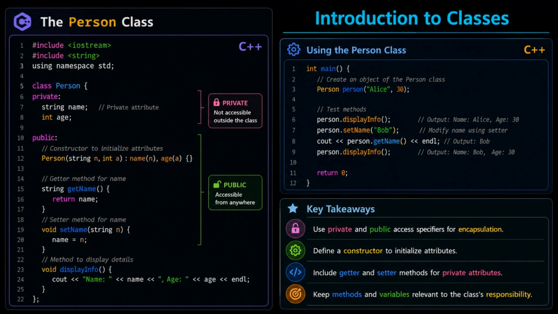Here's that same Person class in C++. Private name and age, a constructor initializing both, public getter and setter methods, and a displayInfo method, identical structure and behavior to the Java version, just using C++'s private and public access specifier syntax.